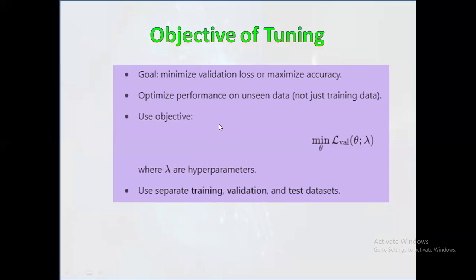And we have to use this objective function, minimum of L of theta comma lambda. The hyperparameter lambda, the tuning parameter, focuses on finding the best lambda that supports this objective. And finally, we use separate training, validation, and test datasets. Splitting data ensures a fair evaluation. Training data is used to fit the model. Validation data helps tune hyperparameters, and test data evaluates final performance after tuning.